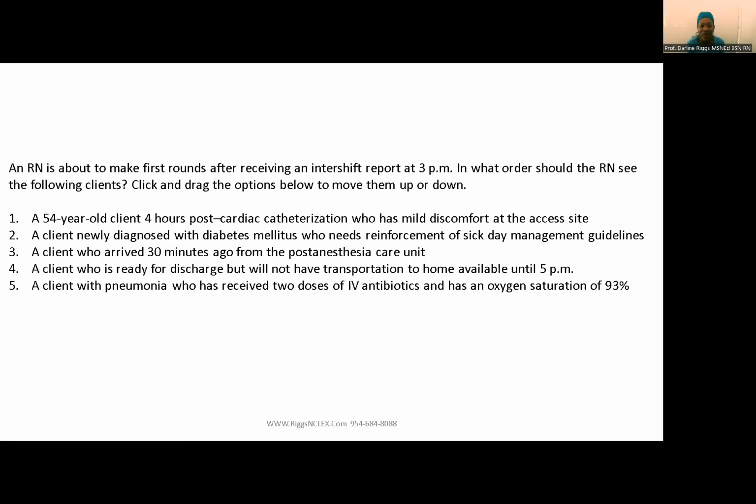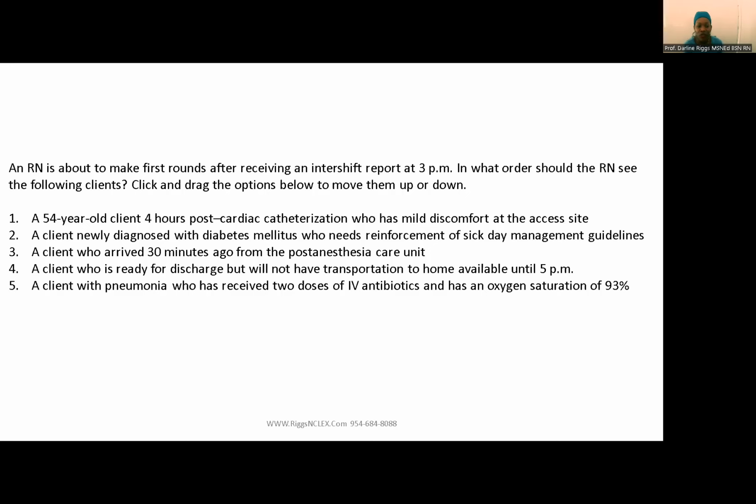A client newly diagnosed with diabetes mellitus who needs reinforcement of sick day management guide. Okay, sounds like a lot of teaching. Nothing acute here. Next, a client who arrived 30 minutes ago from the post-anesthesia care unit. Okay, your keyword here, arrived 30 minutes ago. So they haven't been assessed. So I need to make sure they're alive. Let's hold on to that one, right?